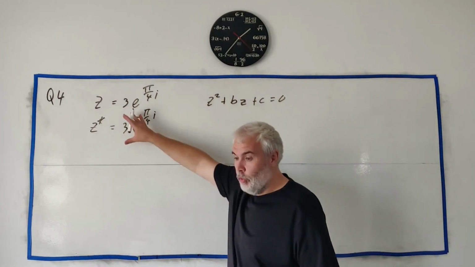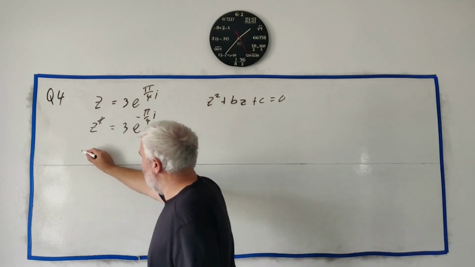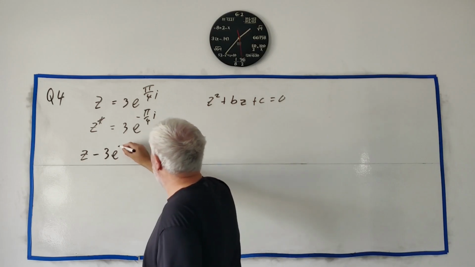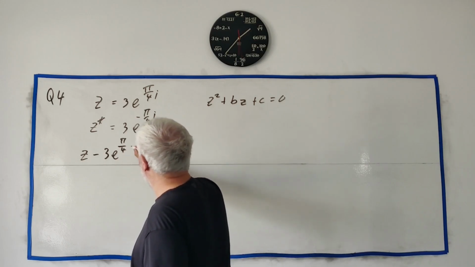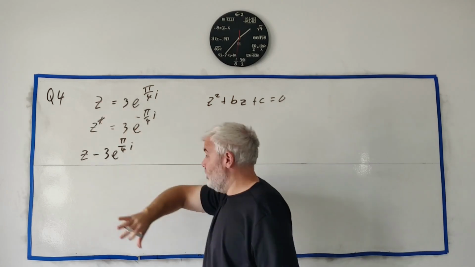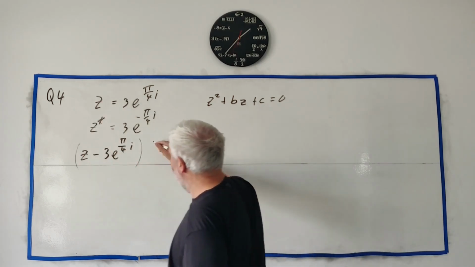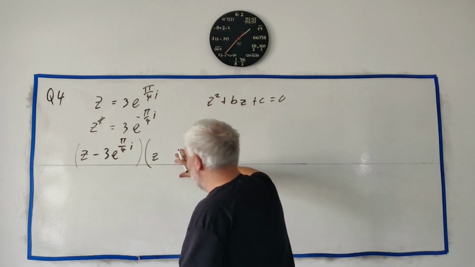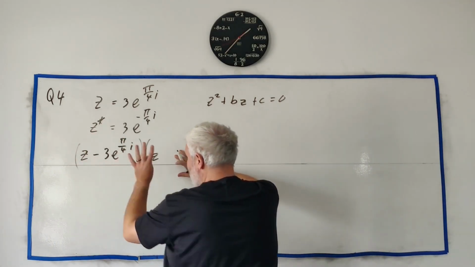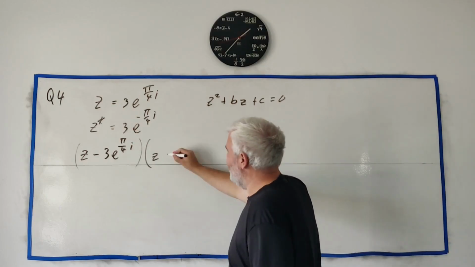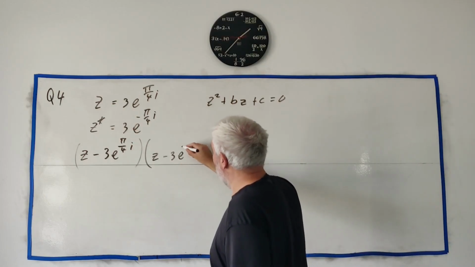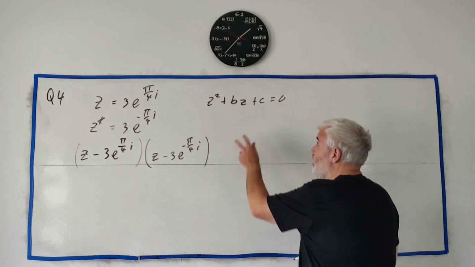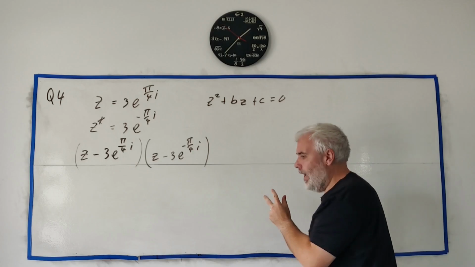Okay, instead of putting the root into the equation, the factors are z minus 3e to the power of pi over 4i. I've just moved that over the equals to get the factor. And if we multiply these factors together, sorry, this is just the two factors, and they're both z. I hope that's not confusing. Z minus 3e to the minus pi over 4i. If we multiply these together, we should get this.